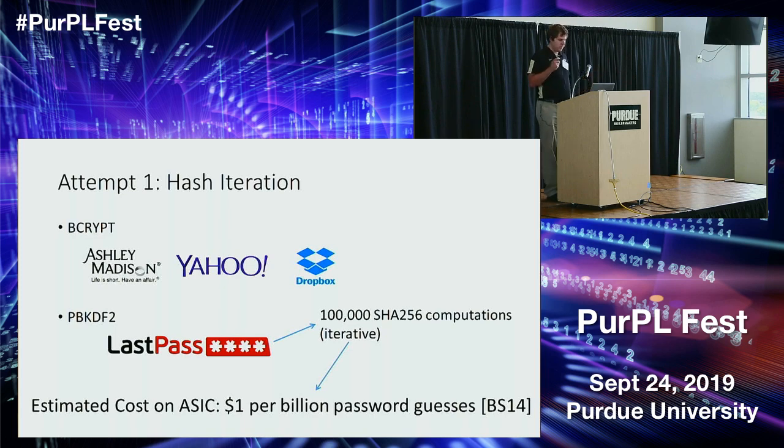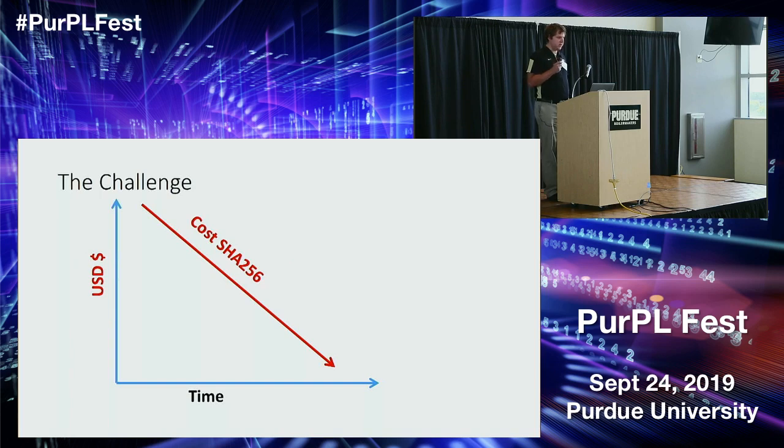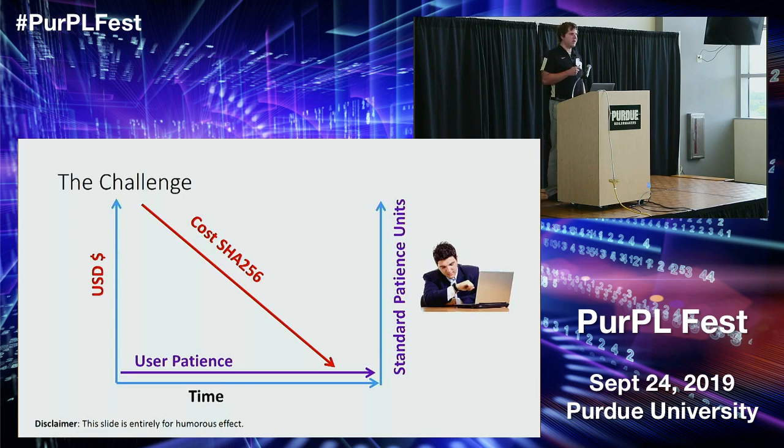So here's the challenge. The cost of computing a function like SHA-256 is steadily declining over time. But at the same time, humans are not evolving to become more patient. So we can't just increase this hash iteration count and call it a day. There's some time threshold. If you have to wait a minute to authenticate, you're going to start to get a little bit antsy. And especially if you make a typo, you're going to be really upset.